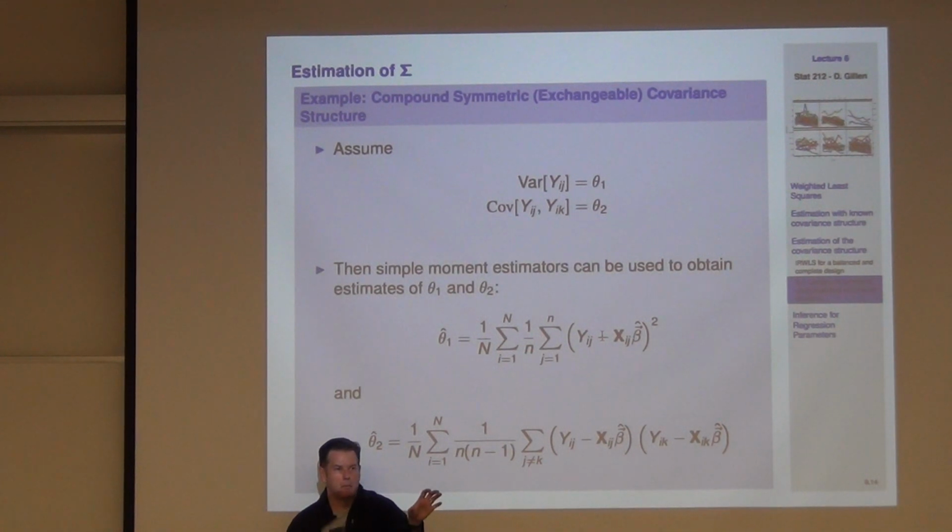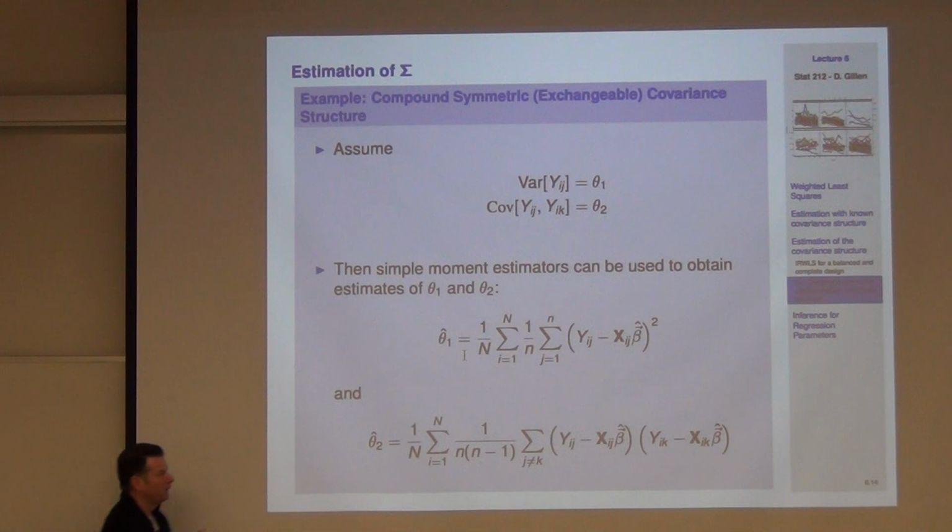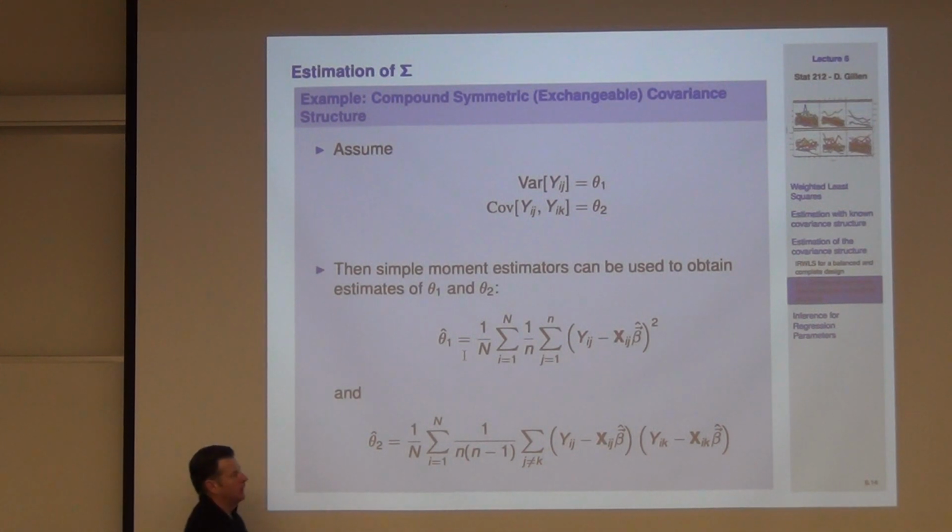Yeah, I'm assuming they're all common, right? So every observation in my data set has variance theta 1. So I'm estimating the common variance theta 1 here by averaging over every observation in every cluster.